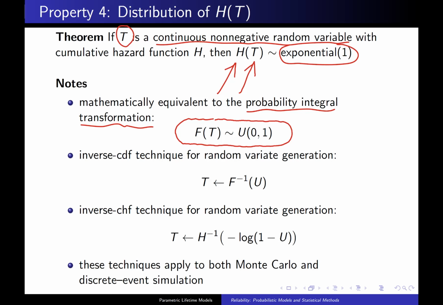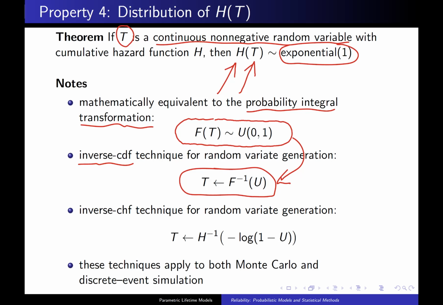This probability integral transformation leads to what is known as the inverse CDF technique for generating random variates, and all you have to do is take a uniform 0-1 random variable U, plug it into its inverse CDF, and that will give you a random variate T.